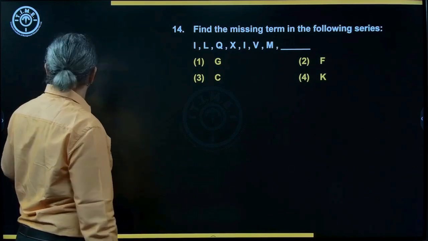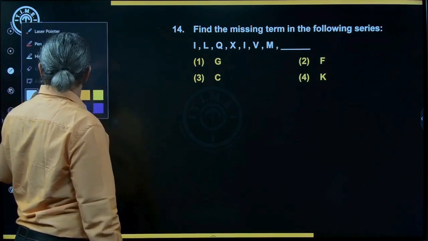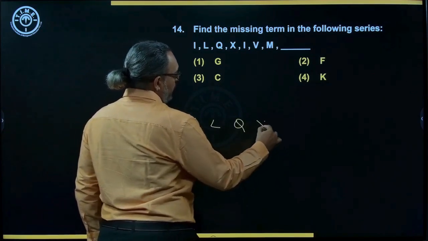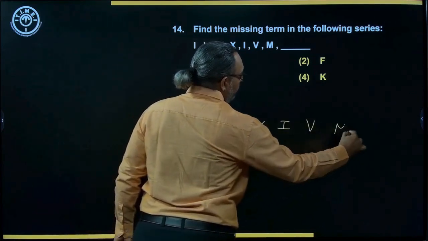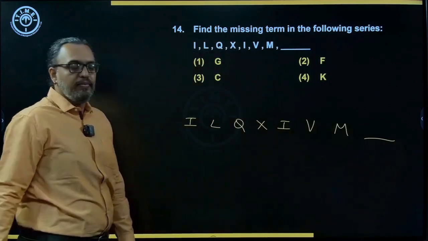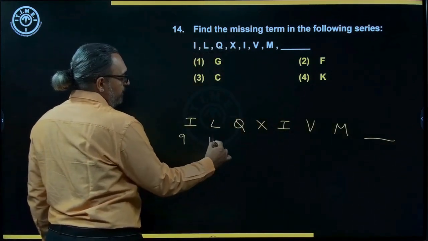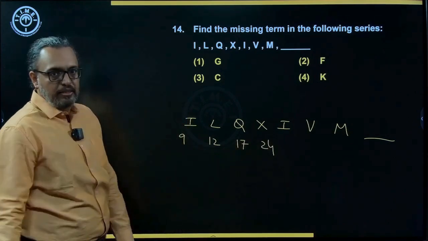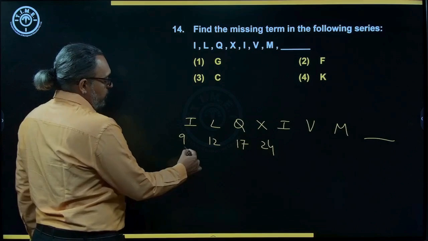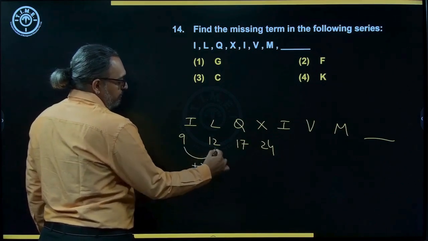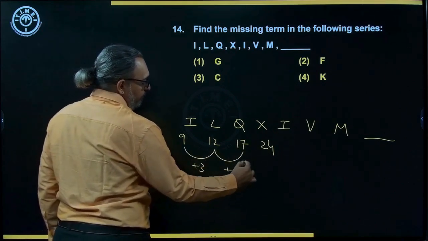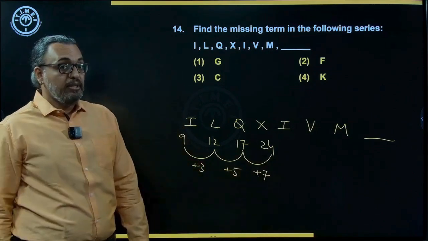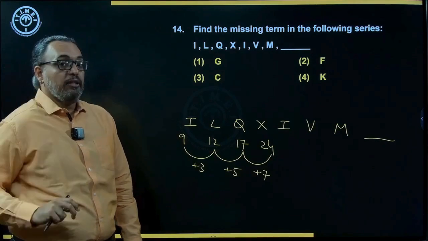Okay, then next. We have I, L, Q, X, I, V, M, blank. Okay, so this is 9, 12, 17, 24, correct? So that means how much increase is happening? Plus 3, here plus 5, here plus 7. So 3, 5, 7. Now the next can be a 9 or 11. So I need to check.